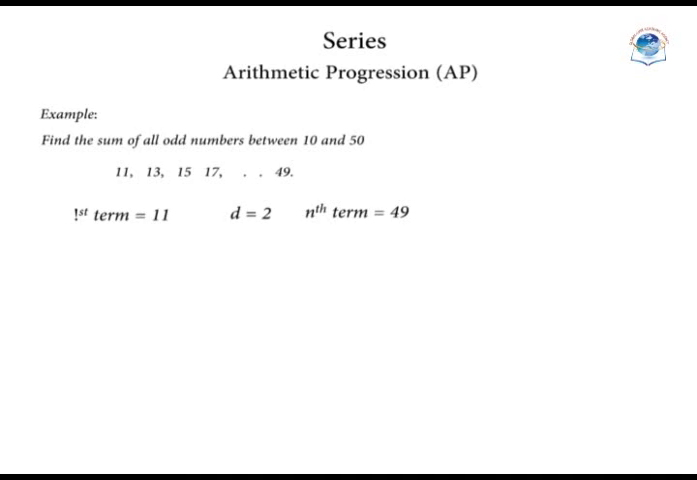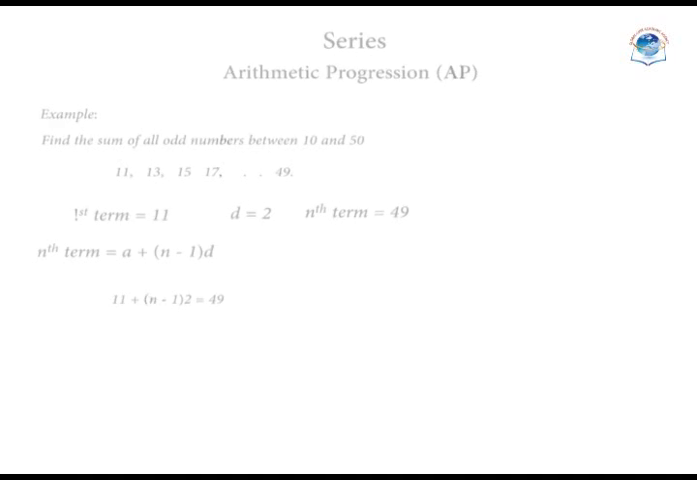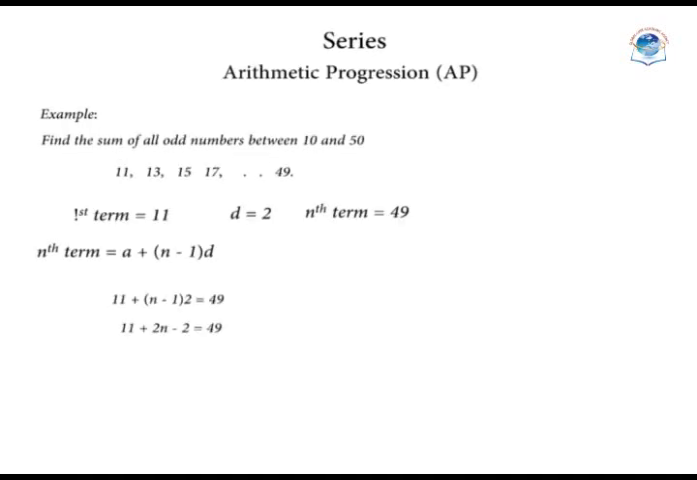So we find how many terms are in this sequence if the last one is 49. Nth term is given by A plus n minus 1 times D. 11 plus n minus 1 times 2 will give us 49. 11 plus 2n minus 2 is 49. 2n is 40 and n is 20. And so between 10 and 50, there are 20 odd numbers.